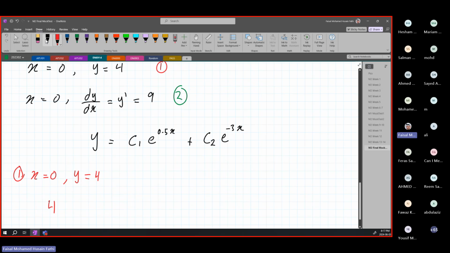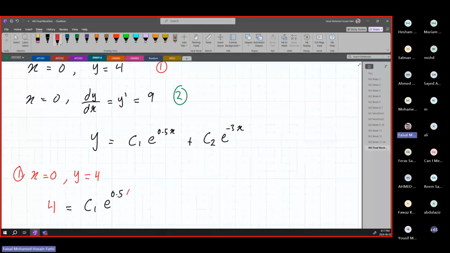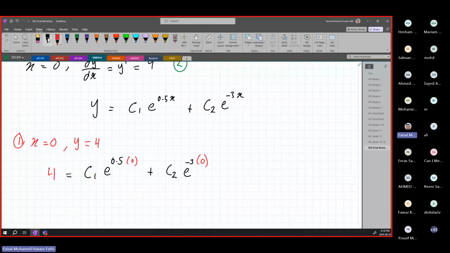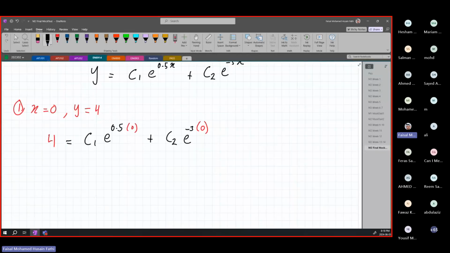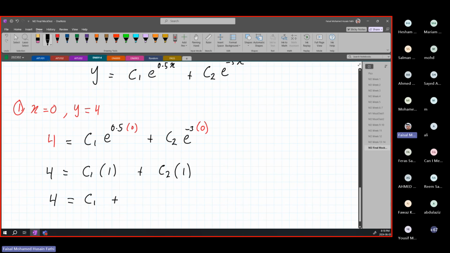So our y is equal to 4, which is equal to c1 e to the power of 0.5 times 0, which is x, plus c2 e to the power of negative 3 times 0. All right. Now we can solve here. We can simplify it. So 4 is equal to c1 e to the power of 0.5 times 0. That's e to the power of 0, which is 1, plus c2, again, e to the power of 0 is just 1. So our final equation is 4 is equal to c1 plus c2.